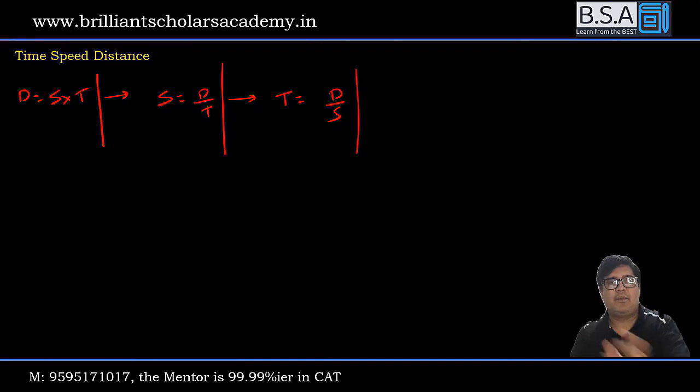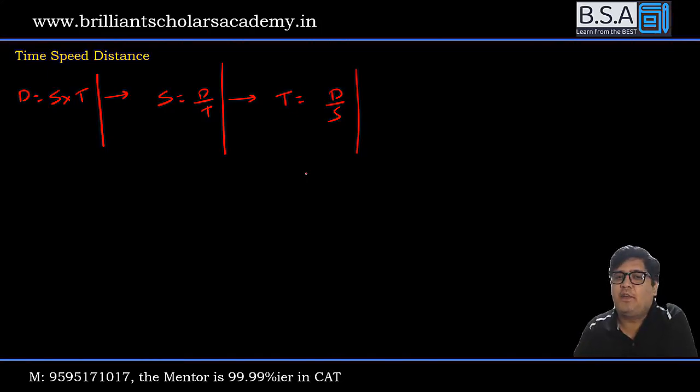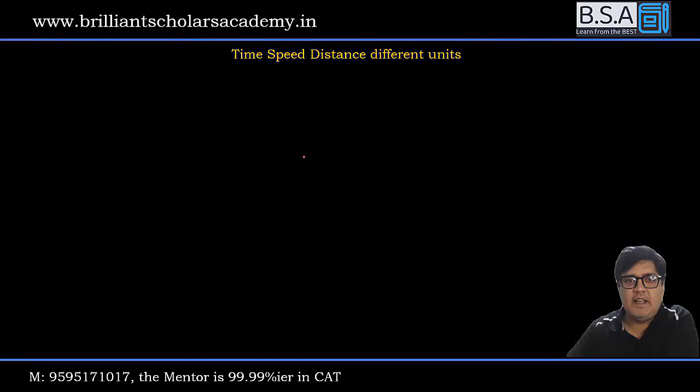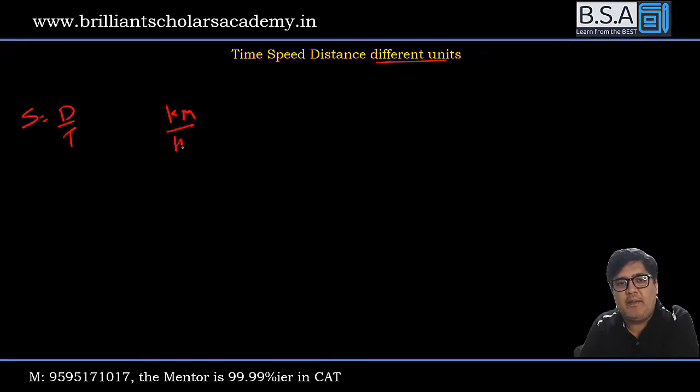So one is distance is equal to speed into time. One is speed is equal to distance upon time, and the last one is time is equal to distance upon speed. In general, we use two units. Basically, for speed, we say distance upon time. Distance can be in kilometers, time should be in hours. Distance could be in meters, time should be in seconds. So we use kmph, kilometer per hour, and mps, meter per second.